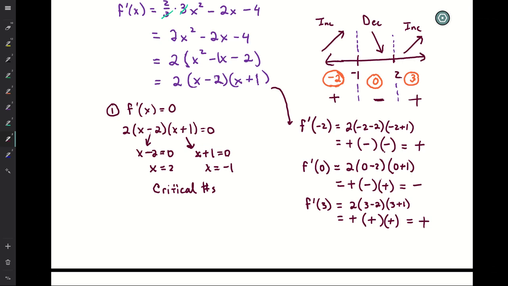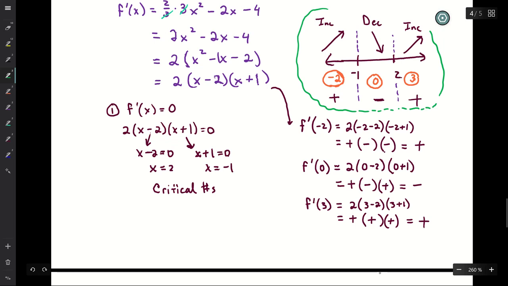So now what you do is you take that picture from what you have here and you look at your critical numbers to determine what values you're going to use in the increasing, decreasing intervals.